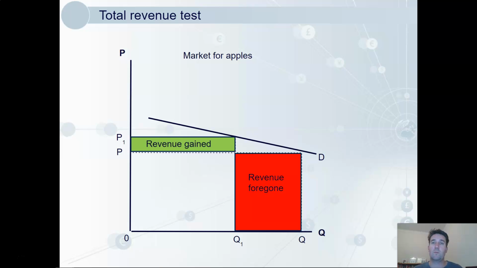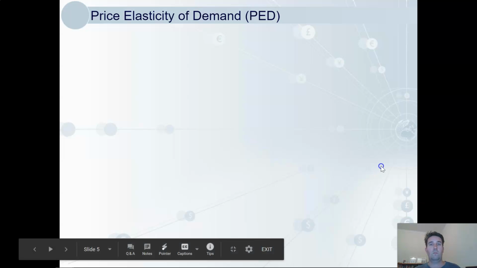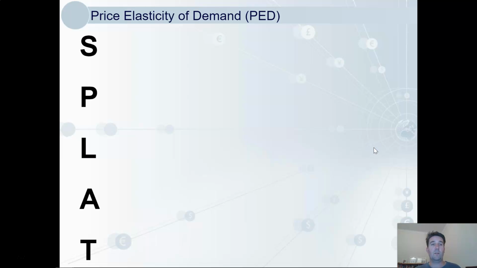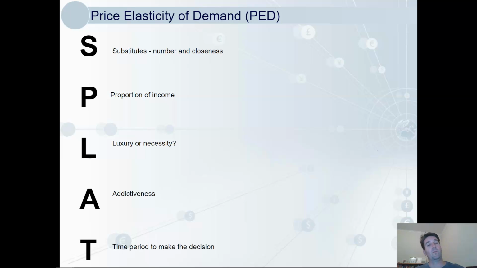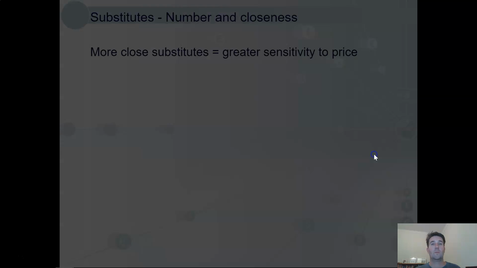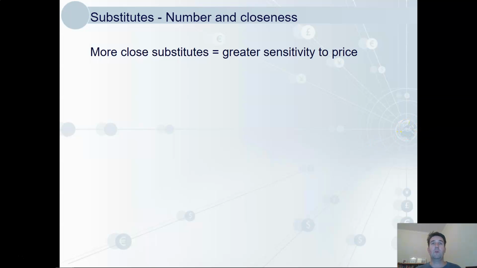But what determines the price elasticity of a good or a service? That's what we'll get into now. So there are a number of determinants of PED. We'll go through each of these one by one, but to help you remember, we can use this acronym SPLAT. So we've got different factors here. Remember, we'll go through each in depth. So substitutes, the number and closeness. How easy is it to switch consumption to a substitute? This is going to determine whether the demand for the good is elastic or inelastic. So let's look through some examples.